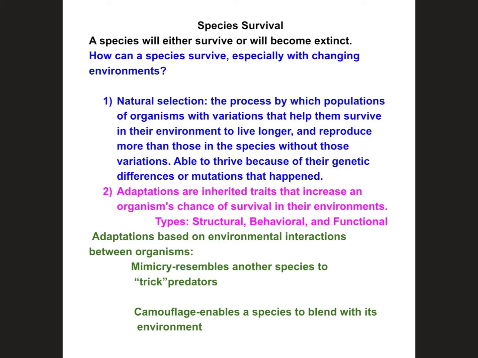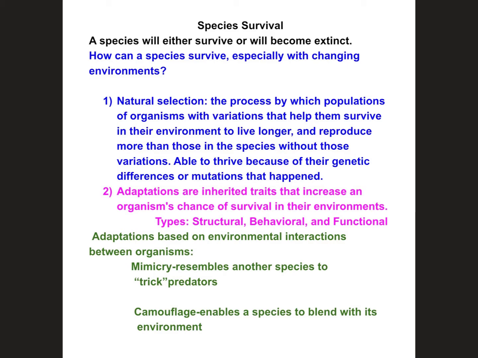So yesterday we talked about Darwin and how he came about his theory of evolution through natural selection. So today we're going to talk about how species actually survive instead of go extinct, especially when their environments are changing.